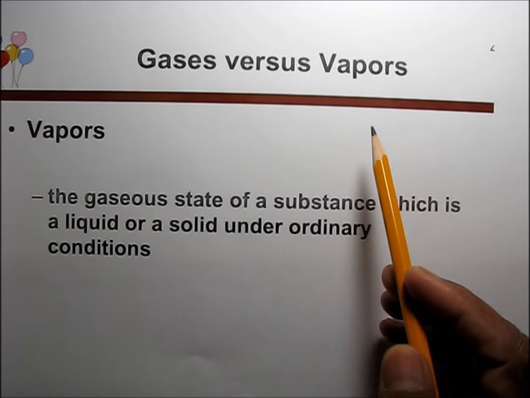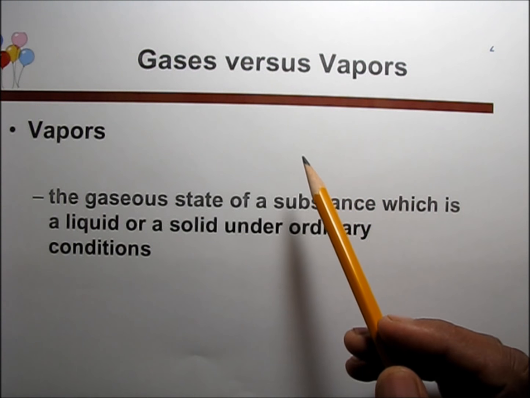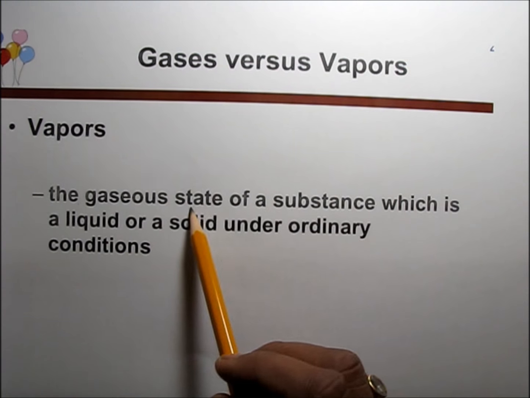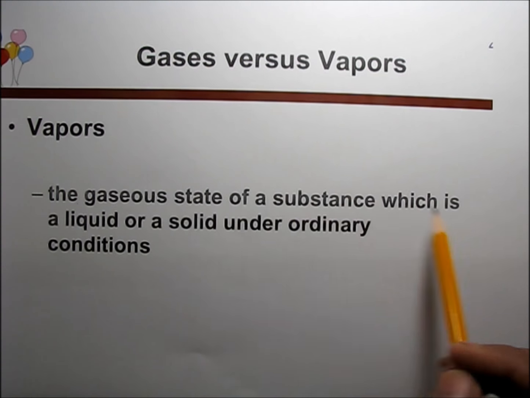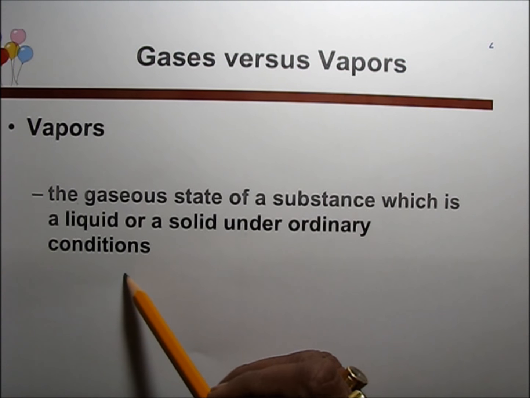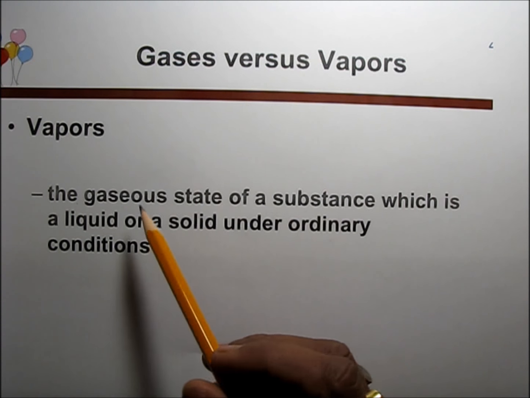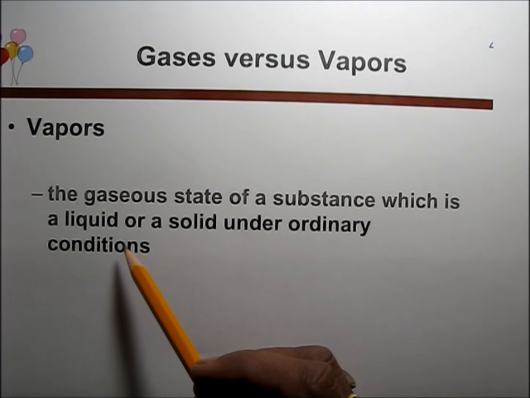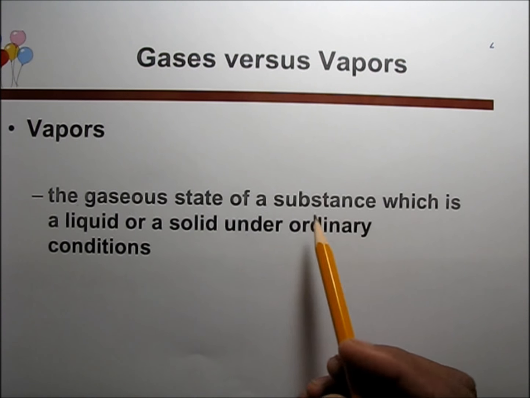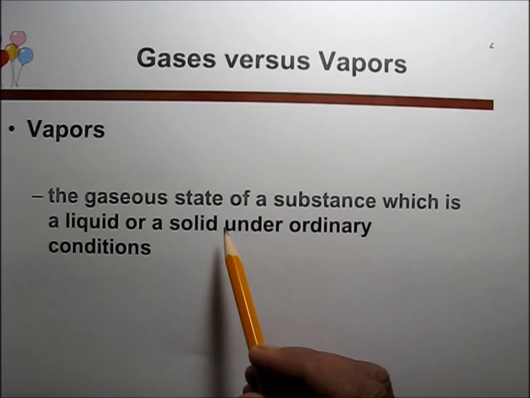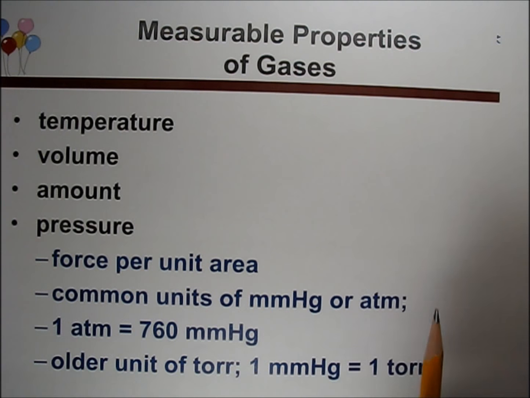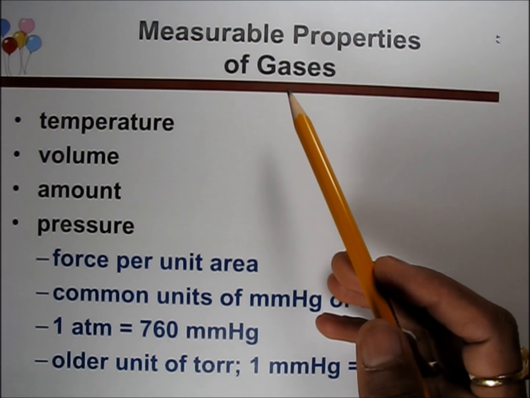Gases versus vapors. Vapors are different from gases. The gaseous state of a substance which is a liquid or solid under ordinary conditions is called vapor. So vapor means any gaseous state of a substance which is solid or liquid.